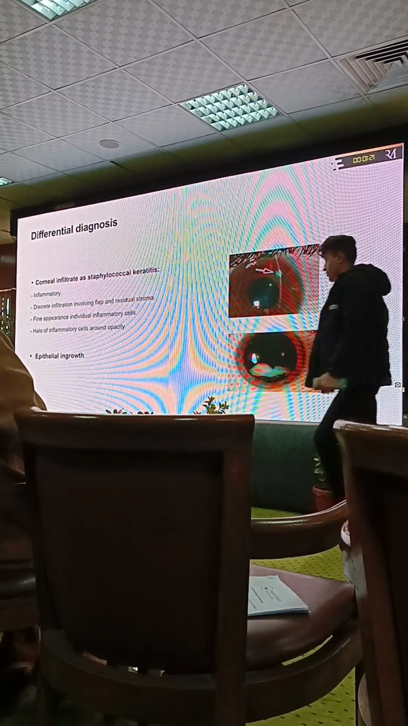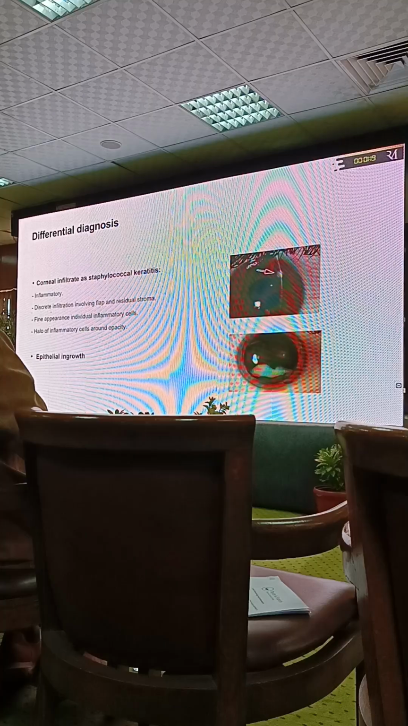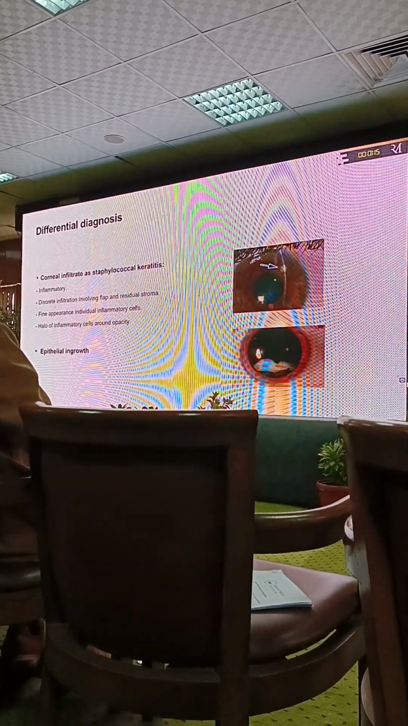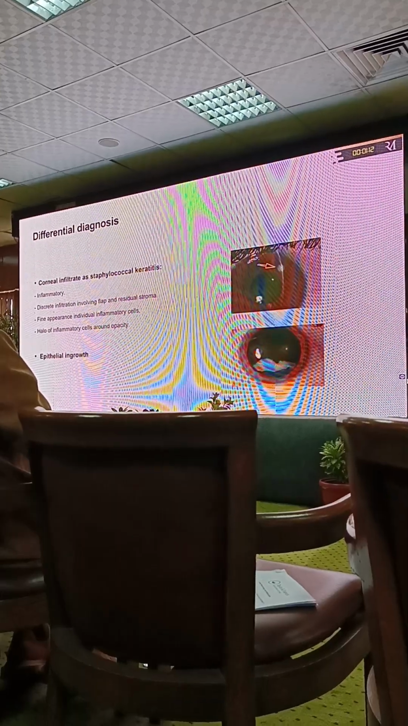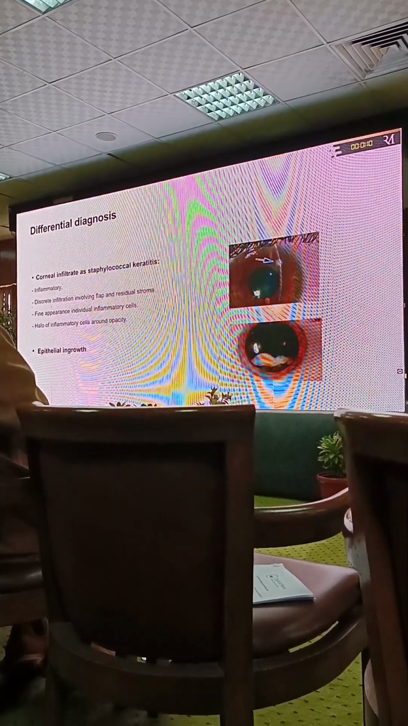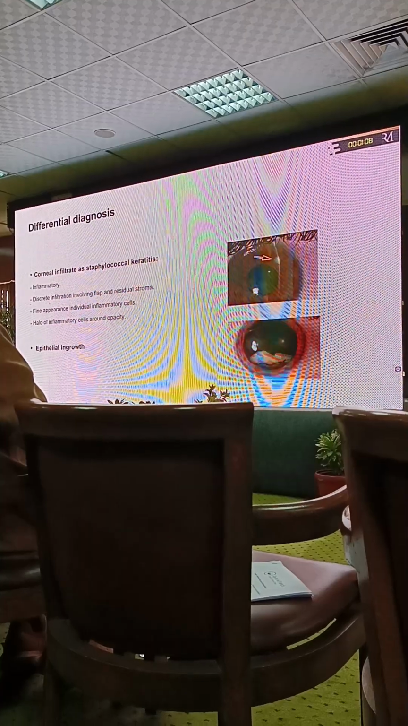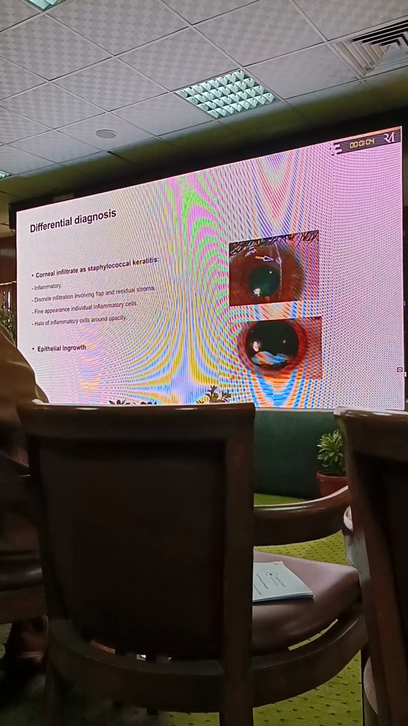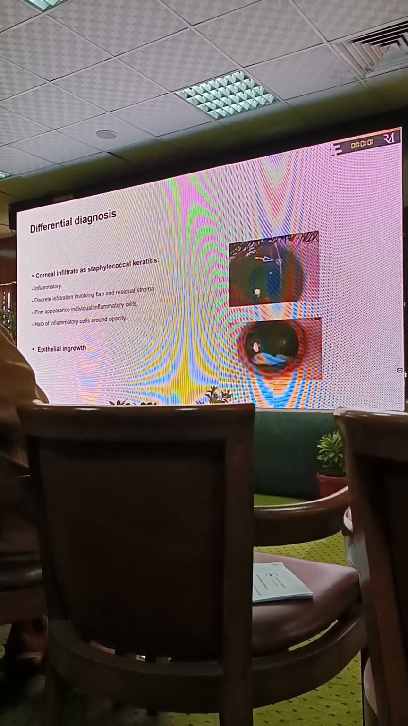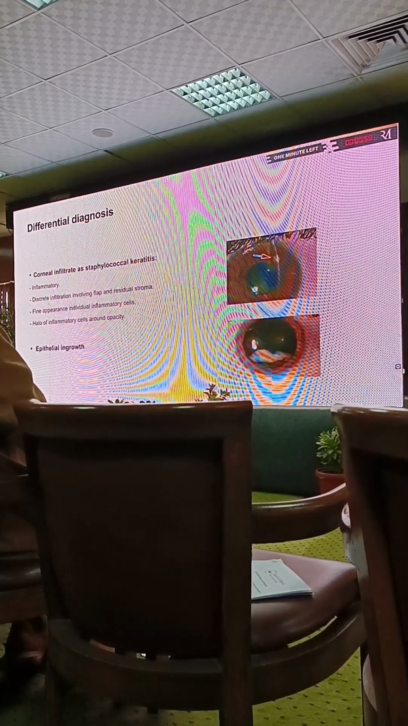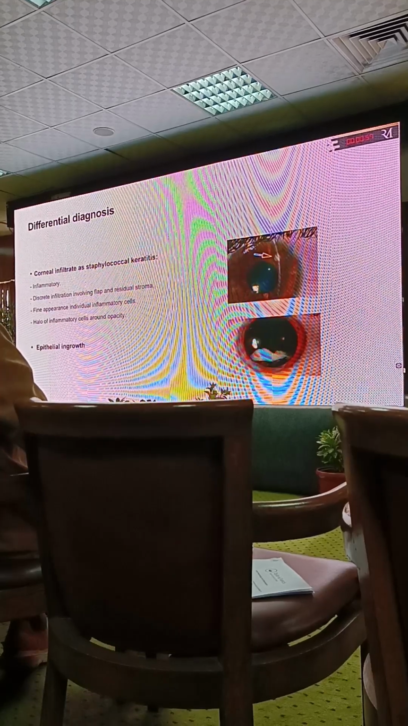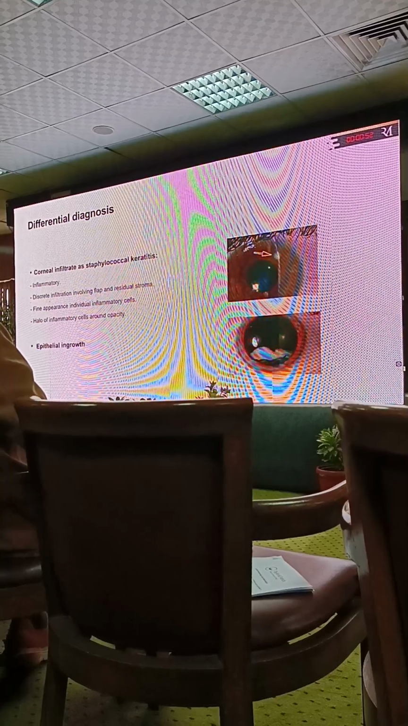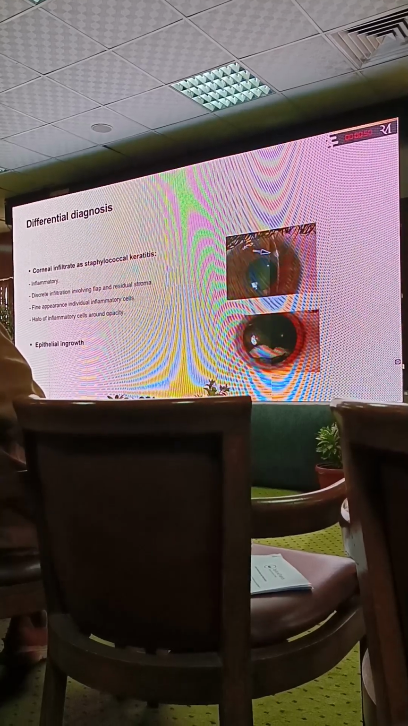Also, we can differentiate it from the corneal infiltrate or infection post-LASIK, which is inflammatory with some sort of discrete inflammation involving the flap and the stromal bed, because it's an infection spreading above and below the interface with fine appearance of the individual inflammatory cells. Also, we can differentiate it from epithelial ingrowth, and epithelial ingrowth, you all know the picture of this white opacities or white cells that are in the interface.